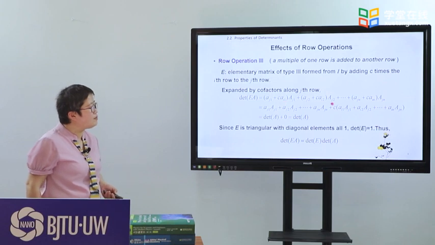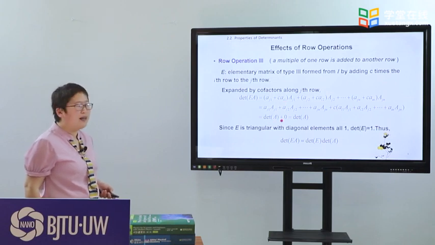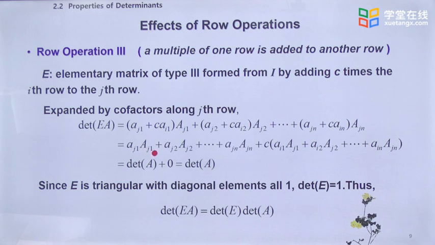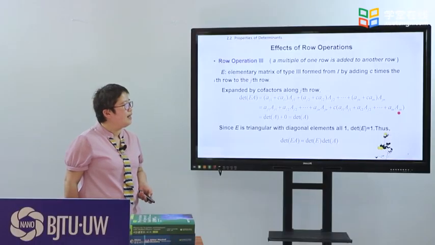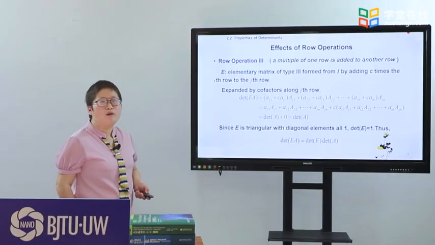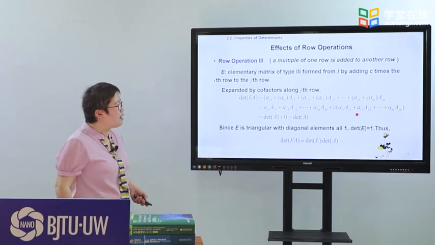The first n terms are just the determinant of A, which equals the cofactor expansion along the jth row of A. And the term in the bracket just equals 0, because it is a_i1 times A_j1, where i does not equal j, plus ..., plus a_in times A_jn. By Lemma 2.2.1, we know that this term equals 0. So the determinant of EA just equals the determinant of A plus 0, which equals the determinant of A.